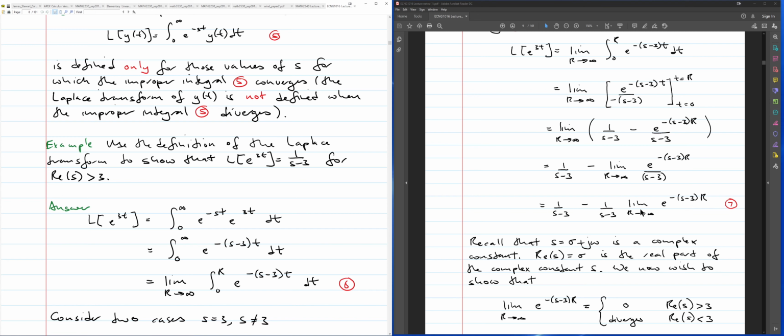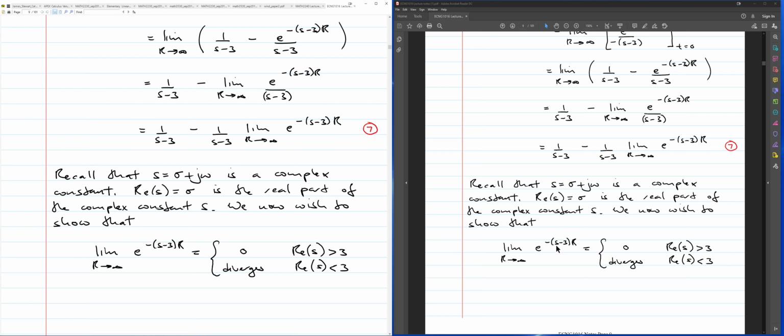So we're taking a more careful look at the limit of this exponential here. What we want to show is that the limit of the exponential is going to be equal to 0 when the real part of s is bigger than 3, and you're going to diverge when the real part of s is less than 3. So how do we do that?